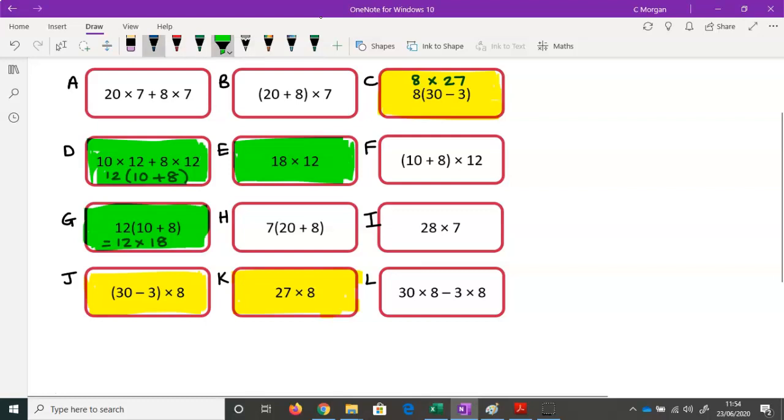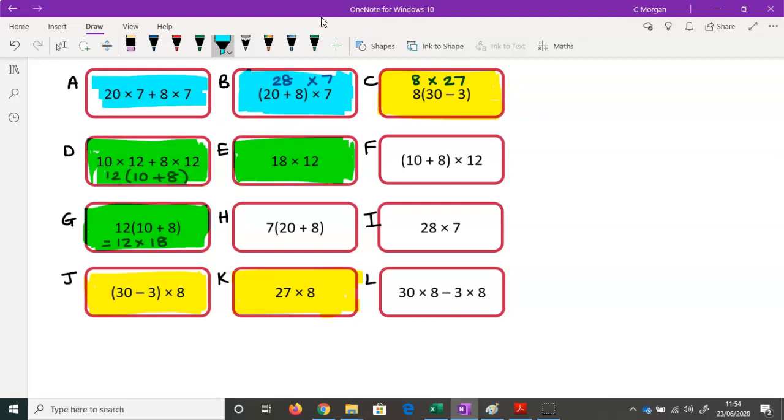Let's have a look at another one. I'm going to have a look at B, and in brackets 28 lots of 7. In a different colour, I'm going to highlight that one. Now, if I look at A, I've got 20 lots of 7 and 8 lots of 7, which means that I've got 28 lots of 7 in total. So I know that A and B mean the same thing. And if I have a look at H, 7 multiplied by 20 add 8 is exactly the same as those two. So I'm going to colour that in blue as well.